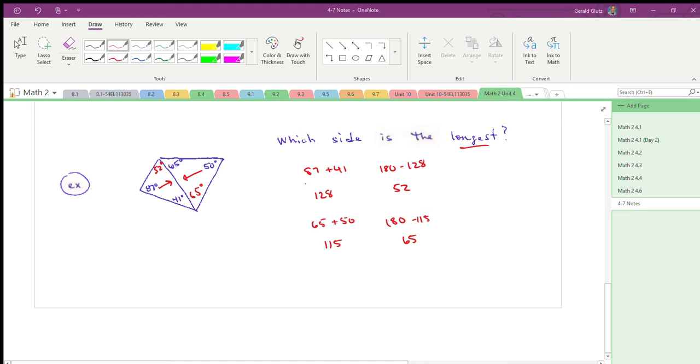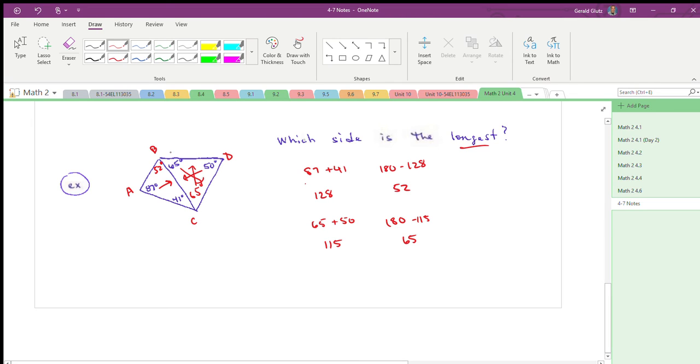So now I need to find the biggest angle of the big triangle, because I'm trying to find the longest side. So 65 and 65, well, they're both the same. That means we have two sides that are the longest. And I forgot to label these. This should be A, B, C, and D.